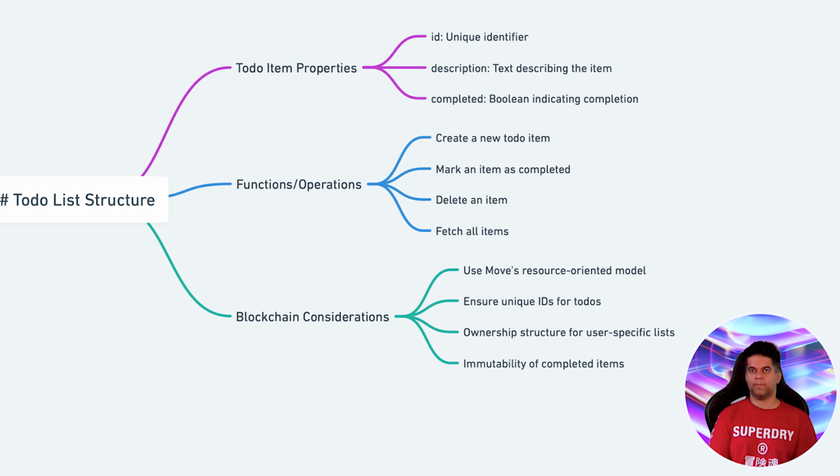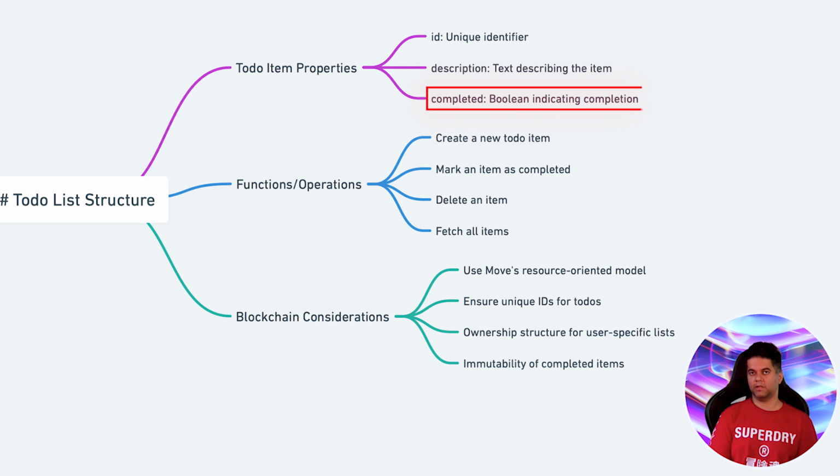Now that we have our project set up, let's think about how we want to structure our to-do list. In a traditional application, we might use a database to store our to-dos. In the blockchain world, we'll use Move's resource-oriented programming model to manage our data. Let's define what properties our to-do items should have. It should have an ID, which is a unique identifier for each to-do item. It should have a description, which is the text describing the to-do item. And it should have completed, which is a boolean indicating whether the item is completed or not.